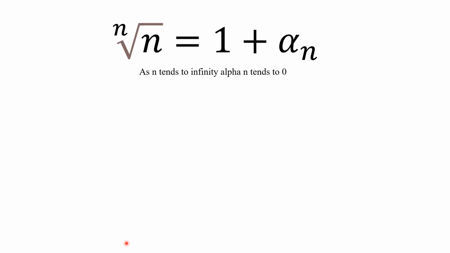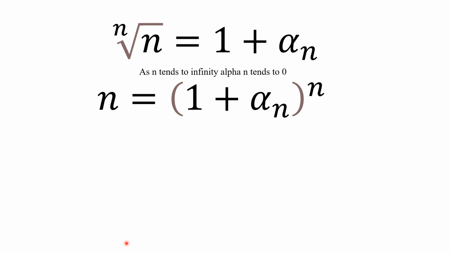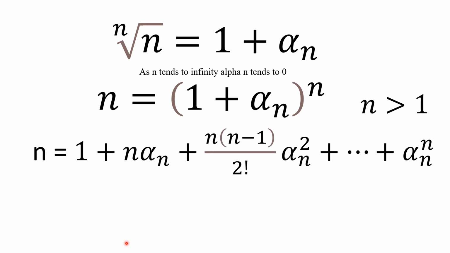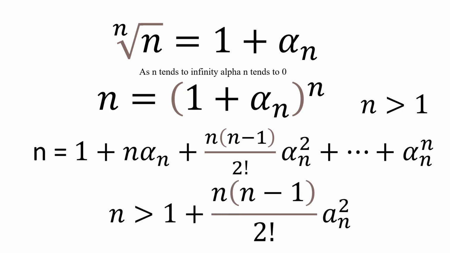Now if the nth root of n equals 1 plus alpha n, then raising both sides to the power n gives us n equals (1 plus alpha n) all raised to the power n, where n is greater than 1. Now we expand the right side using the binomial theorem. n equals 1 plus n times alpha n plus n times (n minus 1) over 2 factorial times alpha n squared, plus more terms, all the way up to alpha n to the power n. Since all terms are positive, we can drop the higher terms and write a simpler inequality. n is greater than 1 plus n times (n minus 1) over 2 factorial times alpha n squared.